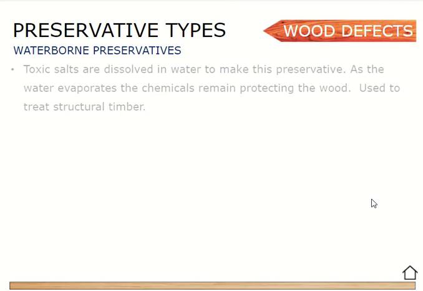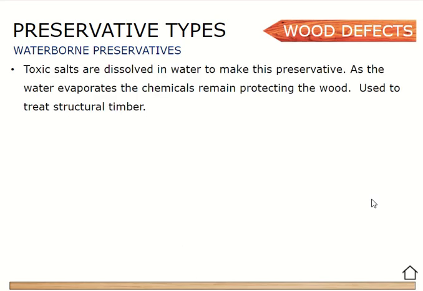Then the waterborne preservatives, guys, are like toxic salts. They dissolve in water, as you can imagine, it's waterborne. So it's mixed in water. As the water evaporates, the chemicals remain and they protect the wood. Okay, so it's basically chemicals or toxics that are mixed with water. Once the water evaporates, in other words, it dries, the toxics or the salts are left behind and they basically cover and protect the wood.